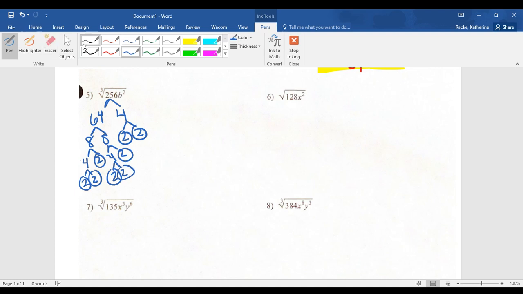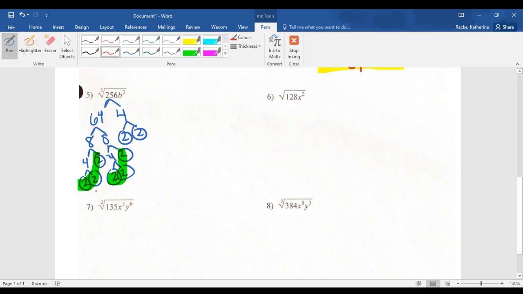So let's see how many 2s we have here. I have 1, 2, 3, 4, 5, 6, 7, 8. If I have 8 2s, how many groups of 3 can I pull out? Well, there is one group of 3. There's another group of 3 of 2s. And I have 2 left over.